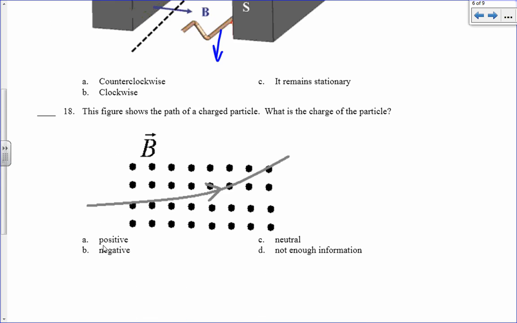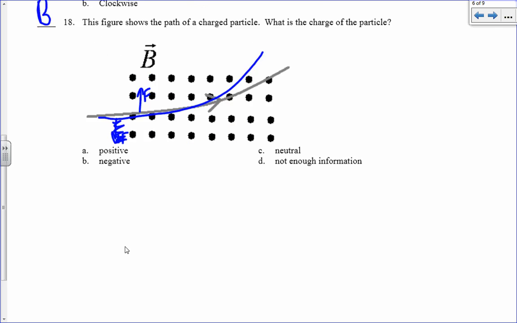This figure shows the path of a charged particle. What is the charge of the particle? Use your right-hand rule to determine the force on this particle. Excuse me, no, that's not correct. The magnetic field is out of the page, so the force for a positively charged particle would be down. However, we do see that the force is up because of the path that it takes, and so that means it has to be a negative particle. So number 18 is B.